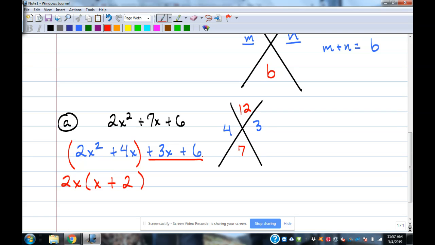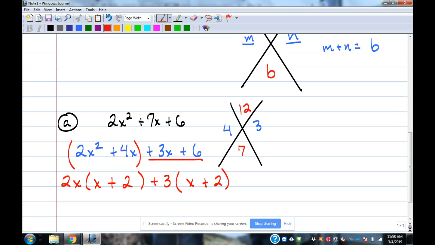Then I want to factor the second half. Positive 3x and 6. What do they have in common? 3. It's a plus 3. What's left in the parentheses? X plus 2. Because 3 times x gives me 3x. 3 times positive 2 gives me positive 6. Notice that the parentheses match. We saw that last week when we were doing grouping, right? So that means it worked and we did it right.